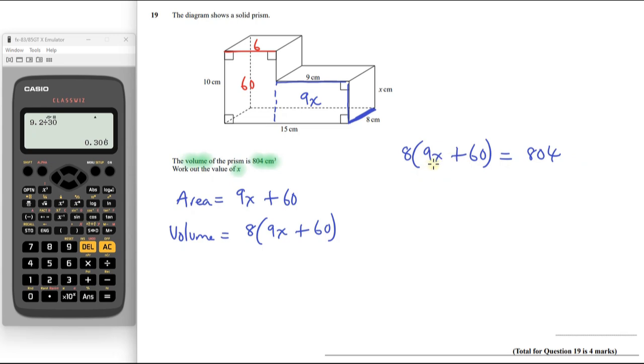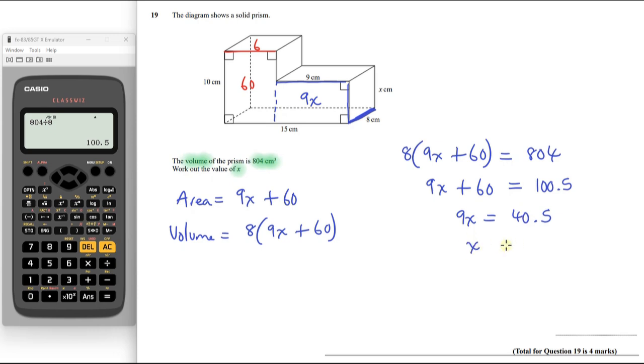First of all, I'm going to divide both sides by 8. So we're left with 9x plus 60 is equal to 804 divided by 8. 804 divided by 8 gives us 100.5. Now if we subtract 60 from both sides, I get 9x is equal to 40.5. I think I've done that right.